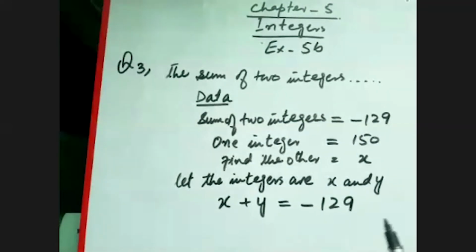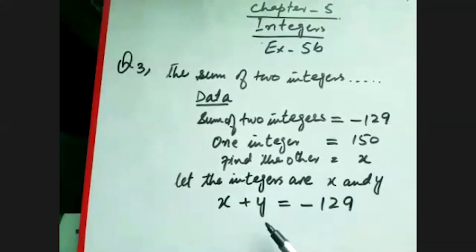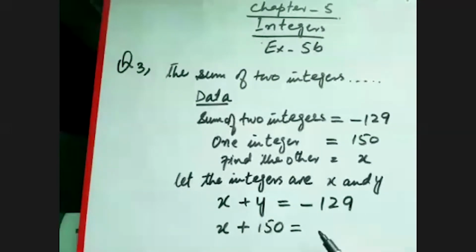Now you know that one of the integers has the value 150. Suppose it is y. The other integer is x. I told you in the beginning, when we write down the data, we suppose one is x and the other integer is y. If you don't know the value of x, y is given in the question as 150. Put the value of y in the statement, and the sum of both is minus 129.